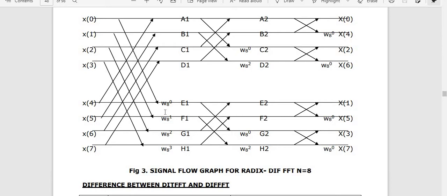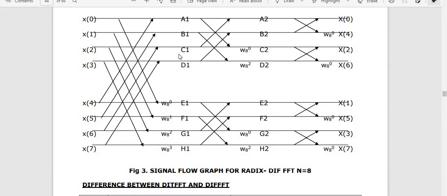And what are the weighting sequence? W8 of 0, W8 of 1, W8 of 2, W8 of 3. These are my inputs. So A1, B1, C1, D1 because it's stage 1. Stage 2 will be A2, B2, C2, D2. Like this we mentioned stages 2. Now what is the A1 actually? I can write x of 0 and the line is coming from x of 4. So x of 0 plus x of 4 is the value of A1. What is B1? X of 1 plus x of 5.